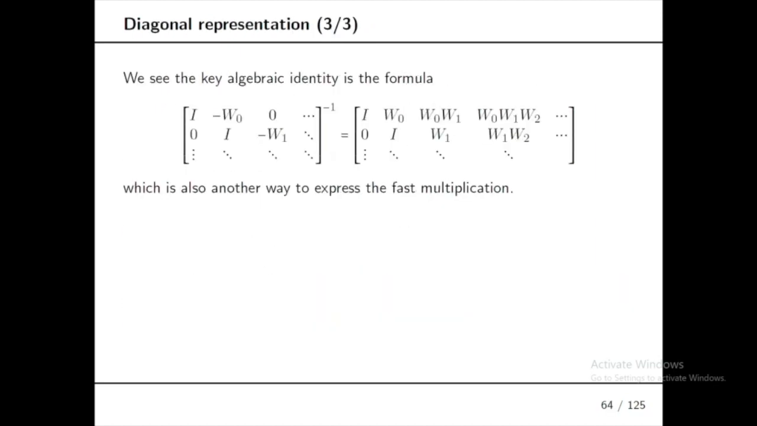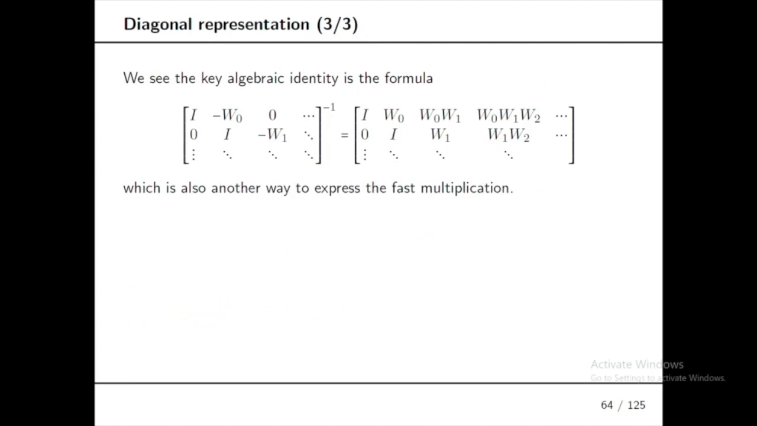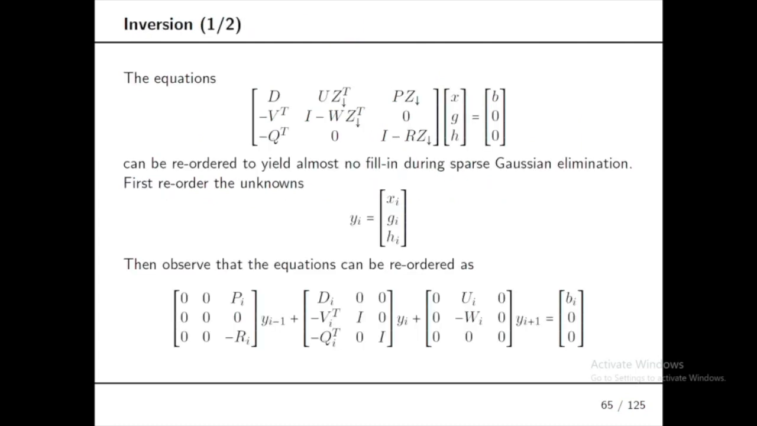And the key thing is to notice this. The only messy terms are these two inverses, but they're very easy to write down because they're both bidiagonal matrices. So for example, if I look at I minus WZ transpose inverse, it looks like that. It's a bidiagonal matrix. It's trivial to see that that inverse looks like that, and that's where those messy products come from. It's just the inverse of this bidiagonal matrix. Okay, that's it.